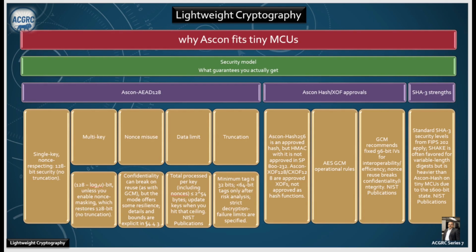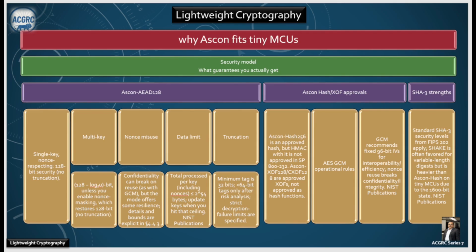What guarantee do you actually get? With Ascon AEAD128, it's a single key, nonce-respecting, 128-bit security. There is no truncation. It provides multi-key security, that is, it's a 128-bit level unless you enable nonce masking, which restores the 128 bits without truncation. It supports nonce misuse. Confidentiality can break on reuse, but the mode offers some resilience. Details and bounds are explicit.